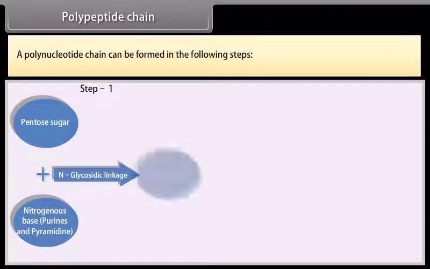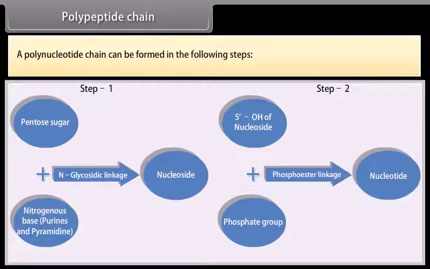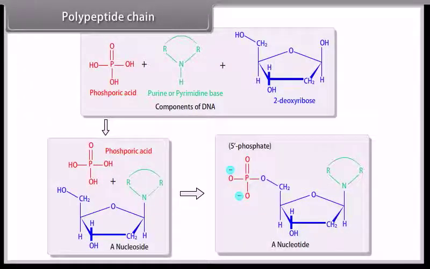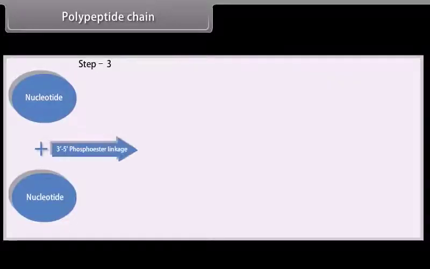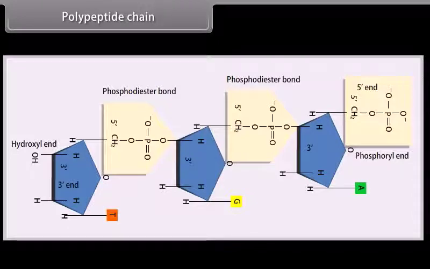Polynucleotide chain. A polynucleotide chain can be formed in the following steps. A polynucleotide chain has a phosphate moiety at one free end of the ribose sugar. This is known as the 5' end of the polynucleotide chain. The other free end of the ribose sugar has an OH group attached. This is called the 3' end of the polynucleotide chain.